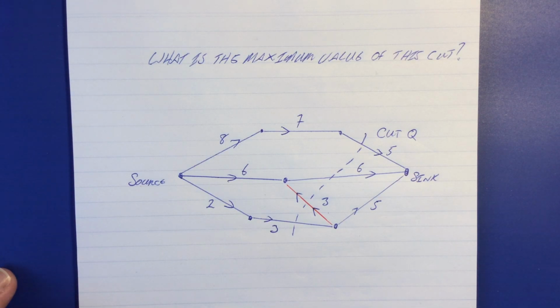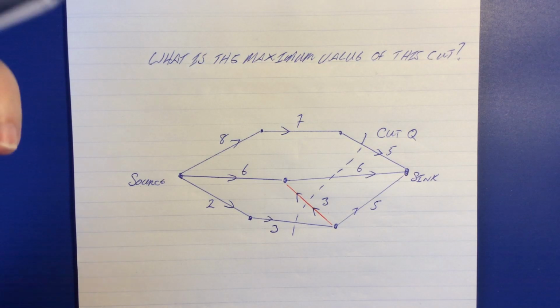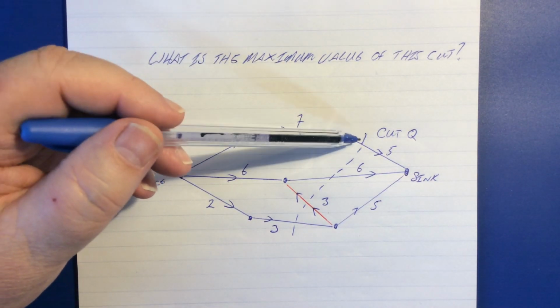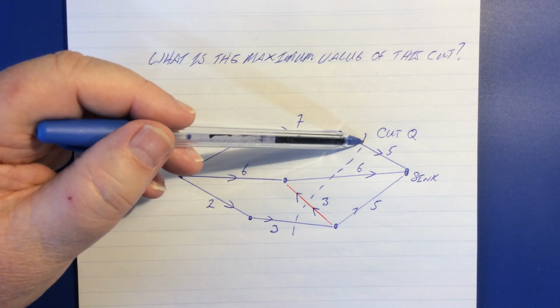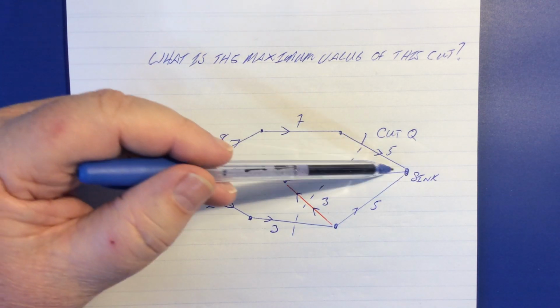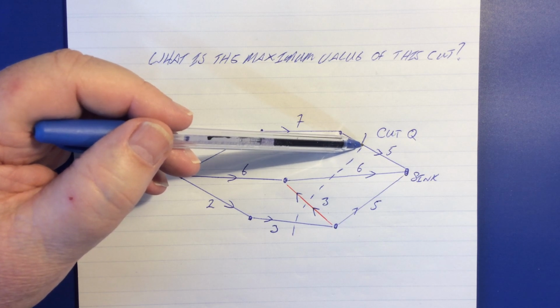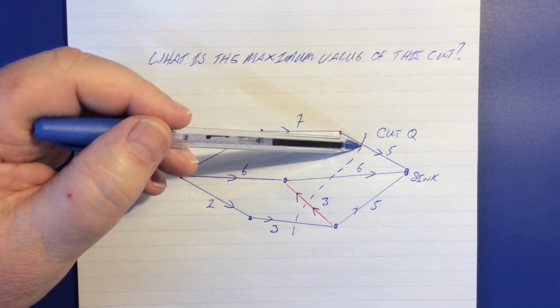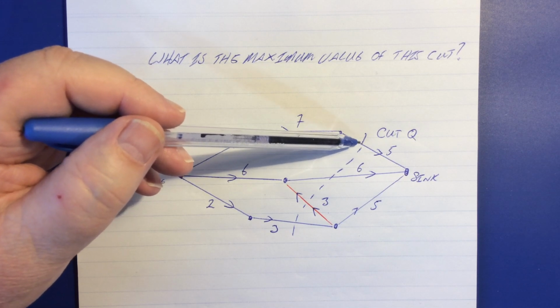Because the real work in this is the explanation. So, what does a cut do? Well, it means that if we regard this as a pipe, this pipe is no longer operational. It's been cut. It's been stopped. The flow has been stopped.